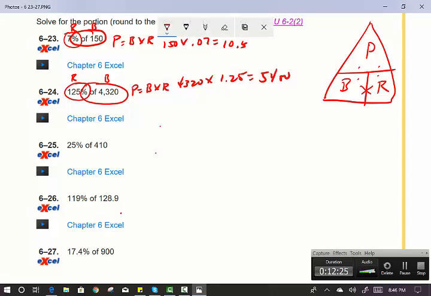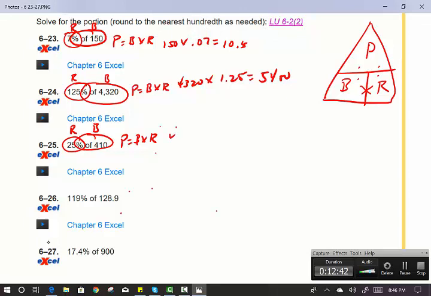Okay, number 25. 25% is a rate because it's associated with the percent sign. The number that follows percent of is your base. So again, we're solving for the part. Part is equal to base times rate. So the base is 410 times 0.25 after you move the decimal point 2 places to the left, and that will give you the portion of 102.5.